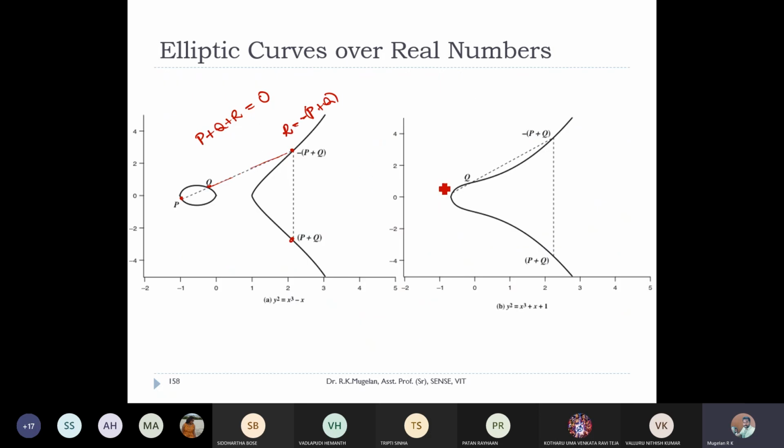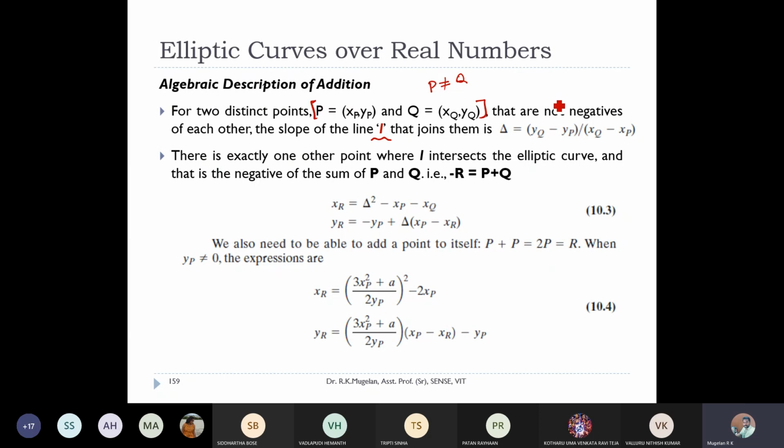If these are the points P and Q, we get the slope for this line connecting P and Q. This slope can be found using the formula del, which is the y coordinate of Q minus the y coordinate of P, divided by the x coordinate of Q minus the x coordinate of P. Using this del, I can find the values of XR and YR, because if I add 2 points, we already saw we get a third point called R. Once you find the coordinates of the third point, it is the solution of adding the points P plus Q. The x coordinate of R is found using the expression del squared minus the x coordinate of P minus the x coordinate of Q, and YR is minus the y coordinate of P plus del times (XP minus XR).